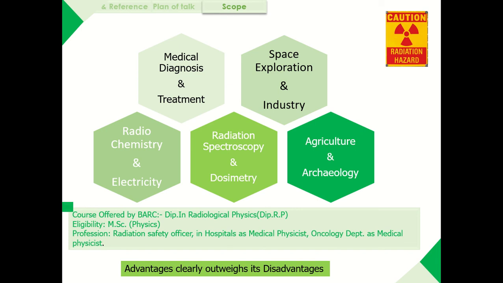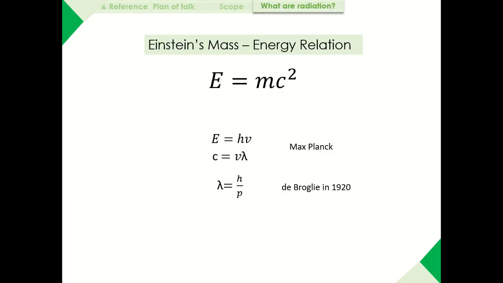Okay, so we'll move to what radiation is. That's more important, right? So we need to identify what radiation is all about. Before going to radiation, we need to talk about Einstein's mass-energy relation. So what is Einstein's mass-energy relation? It's talking about the relation between matter and energy. Matter and energy are the quantities that make up the entire universe. So Einstein introduced E equals mc squared, which relates mass and energy.